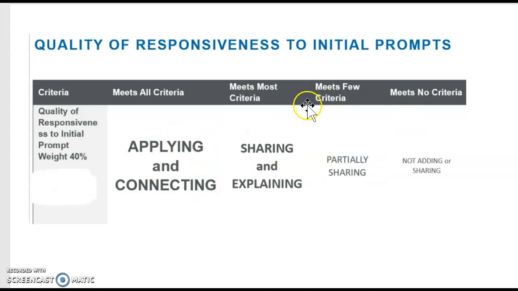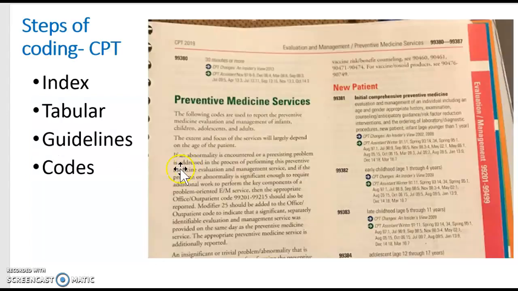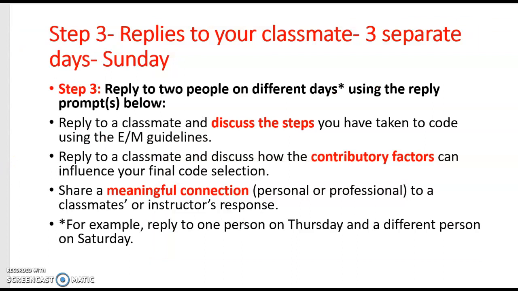So this shows you how you get points. Meets all, meets most, meets few, meets no. Meets all means you answered all questions. If you missed any questions, you will go down to meets most and slowly downward as we start losing some of the questions. I've already explained this page to you. Remember, this is your preventative medicine in your CPT. This is your tabular section. Make sure you follow this to understand this whole scenario.